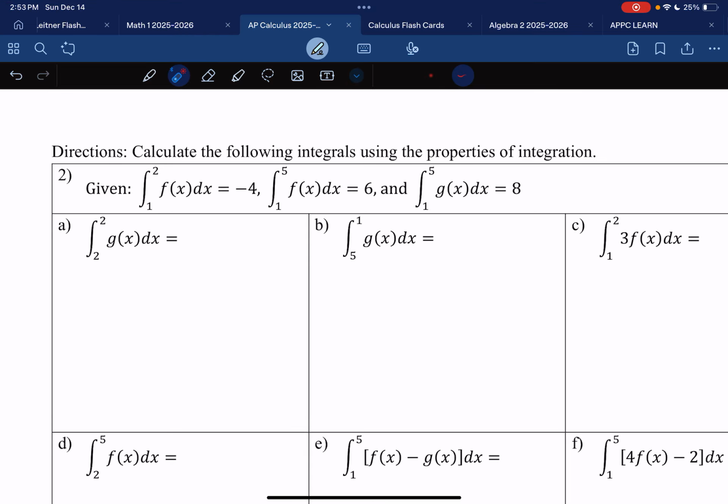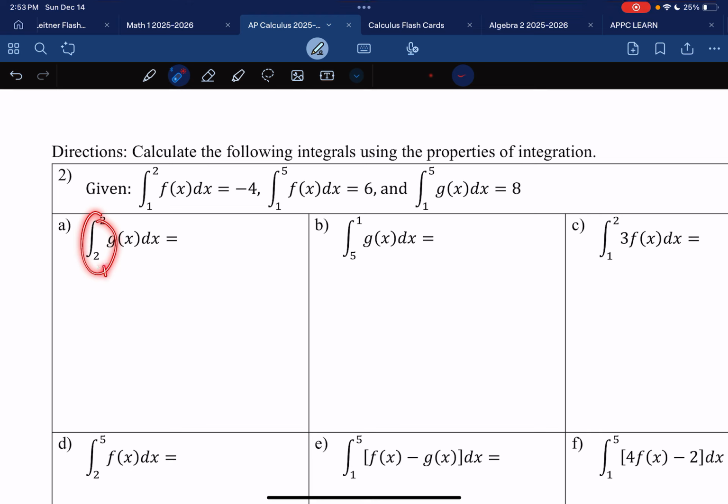So we are given between 1 to 2, 1 to 5, and 1 to 5. Oh boy, this is interesting. Notice there's overlap. So this is f, this is f, this is a totally different g function. But within f, I know that between 1 and 2, it's negative 4, and between 1 and 5, which overlaps a little bit on here, there's 6, which somehow includes that negative 4. So just be careful here.